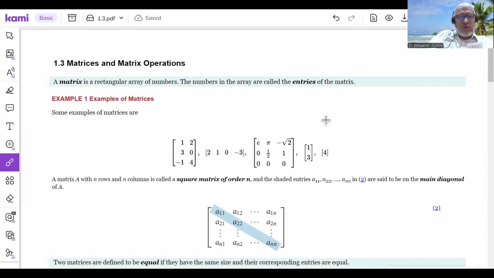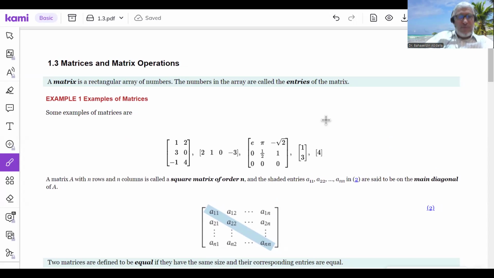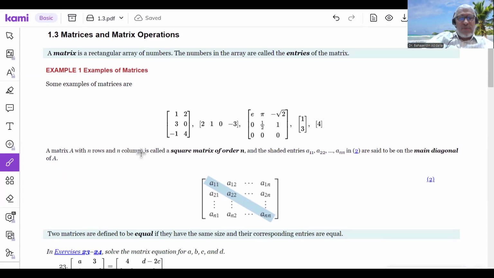This is section 1.3 and it's about matrices and matrix operations. A matrix is a rectangular array of numbers. The numbers in the array are called the entries of the matrix. So these numbers inside the matrix are called the entries of the matrix. These are some examples of matrices.